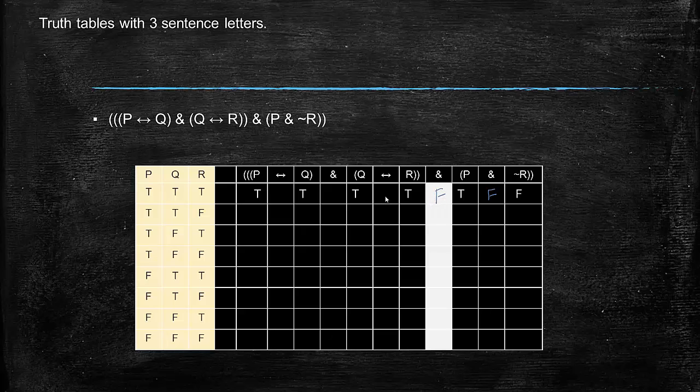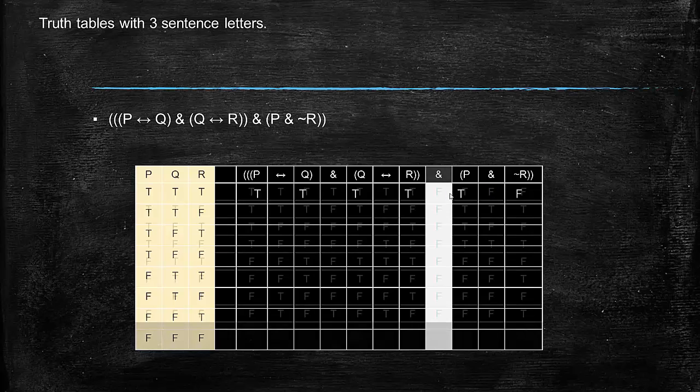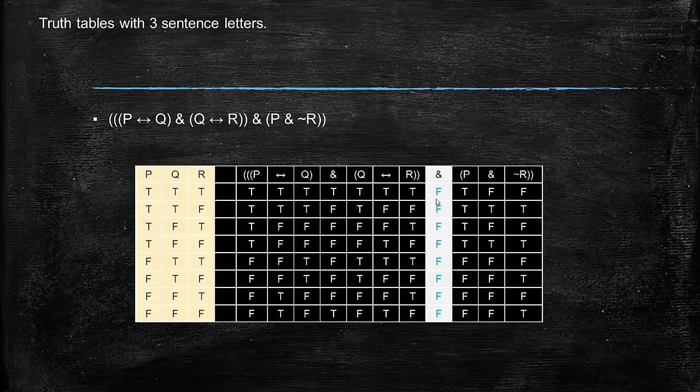Of course, you can go ahead and fill this in pretty quickly. Q if and only if R, T if and only if T is T, and T if and only if T is T. So that's T, and sure enough, T and F is still F, right? But you knew that already. So all you have to do is just go through all of those quite quickly, and you'd be done in a few minutes. When you're done, it's going to look like that.